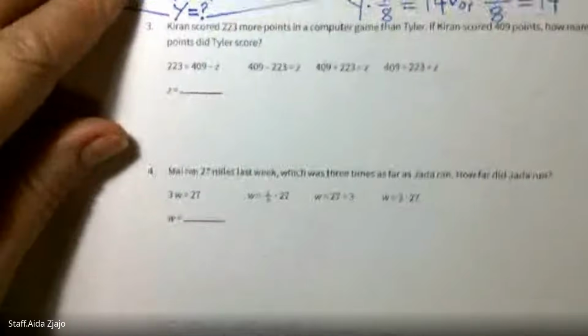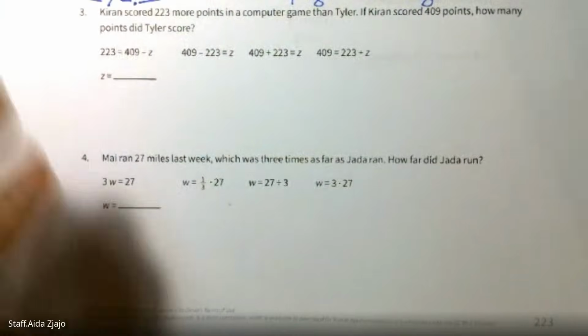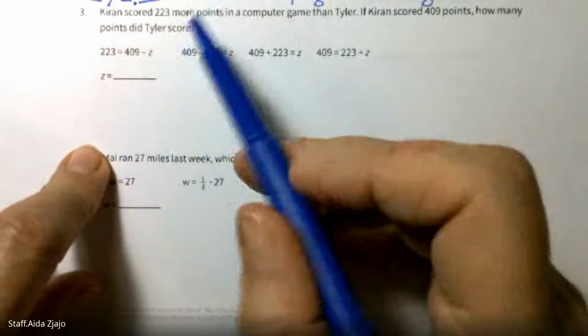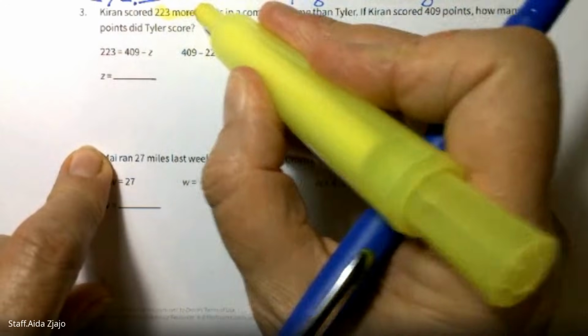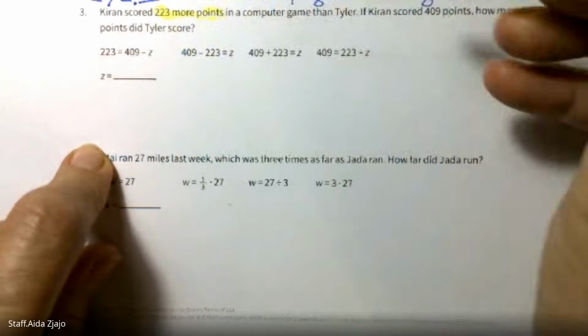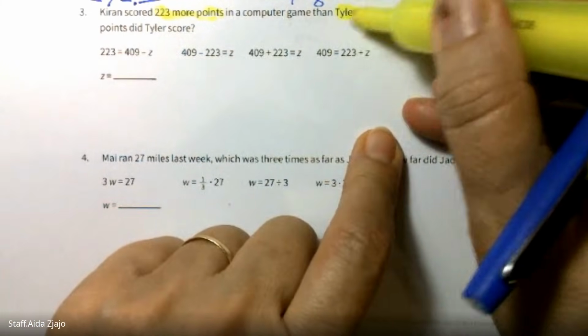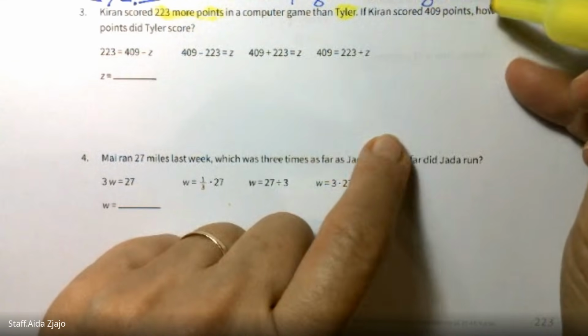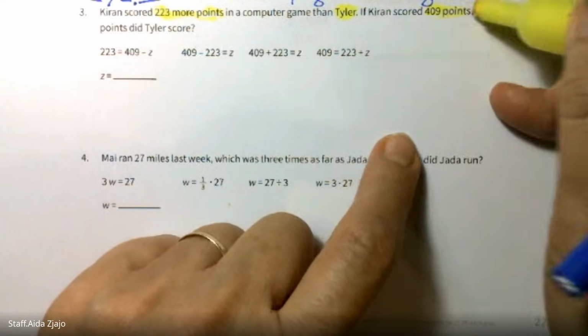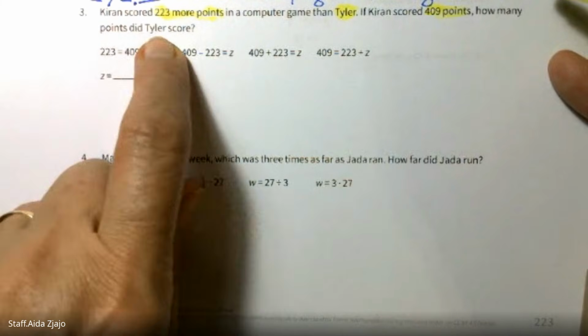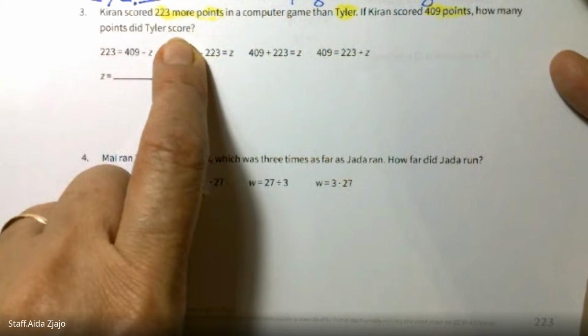Let's move to the next one. The next one is called Kieran. Kieran scored 223 more points in a computer game than Tyler. If Kieran scored 409 points, how many points did Tyler score?